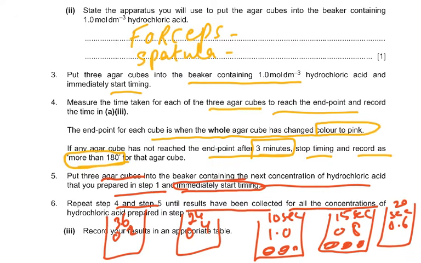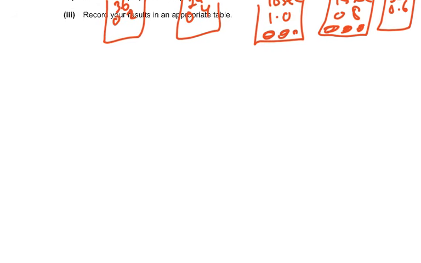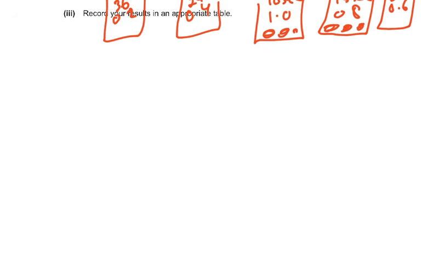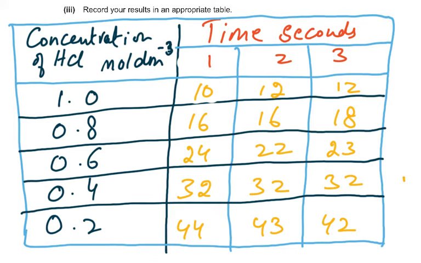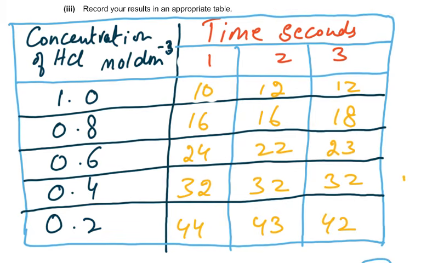So repeat step 4 and 5 in all the concentrations, and then of course comes the important table which everybody must learn. Record your results in an appropriate table. Now this table was for 5 marks. Now it's very sad if anybody loses these 5 marks, because it's very simple. If you wrote concentration of HCl and the units on the top, you got 1 mark. If you wrote time in seconds, you got the second mark.